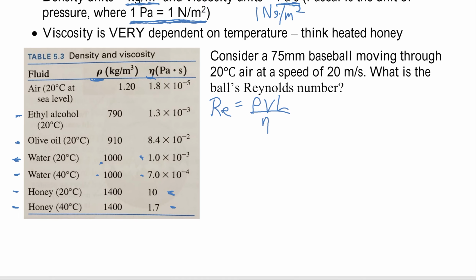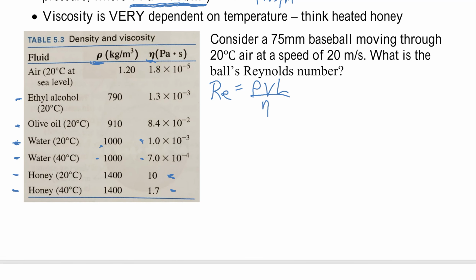So rho would be what? 1.2. So we have 1.20 kilograms per meter cubed. Now V. That's 20 meters per second. So 20 meters per second. Okay, L.